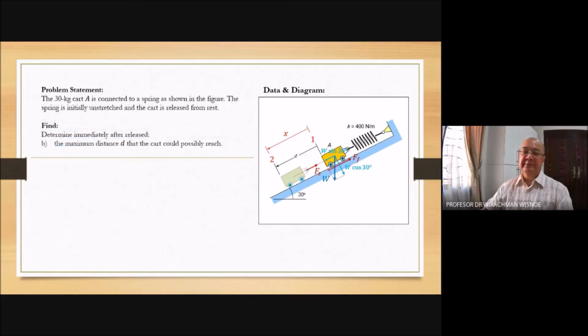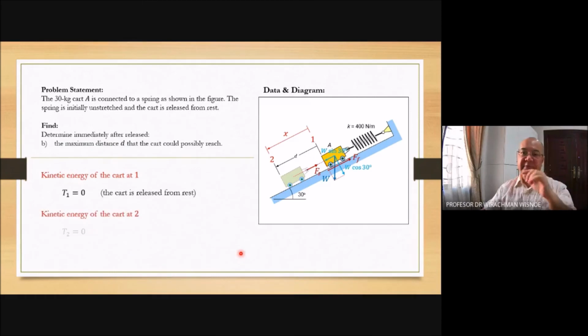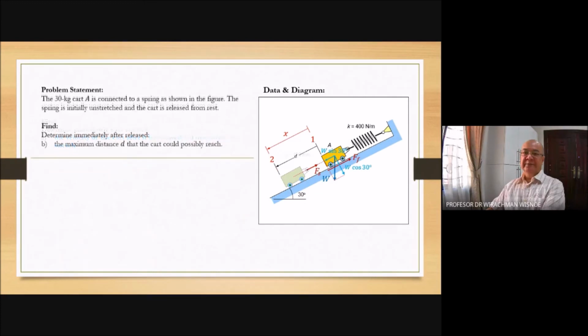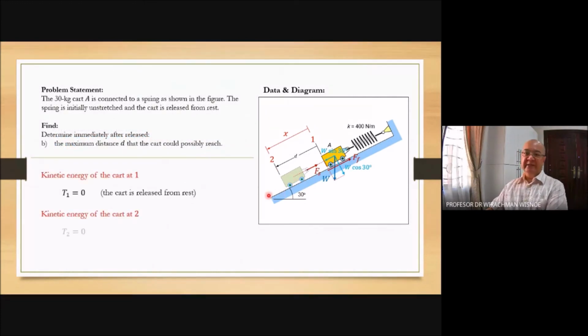Second question. The maximum distance D that the cart could possibly reach. Now the scenario is that after point 2, it will still continue to go downward because at point 2 it still has velocity. You see the velocity is still positive. It means the motion is still going down. It means it will continue for a certain distance. It will stop because the force from the spring and the friction will counter the force from the weight in the direction parallel to the displacement.